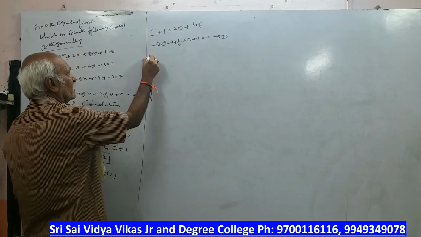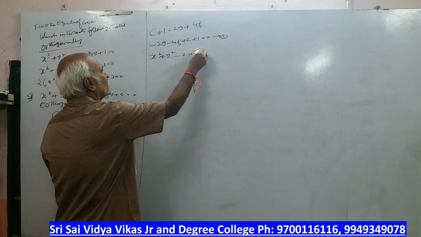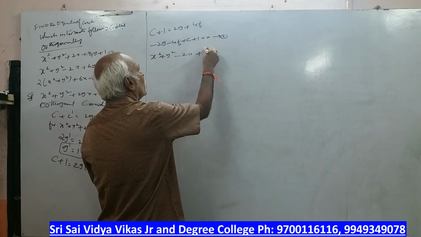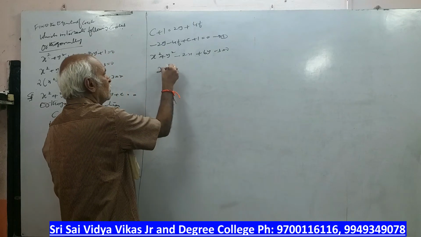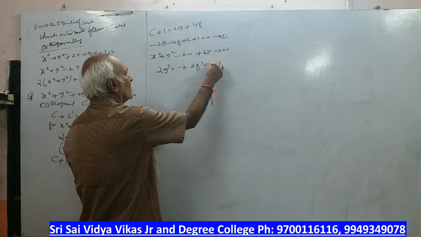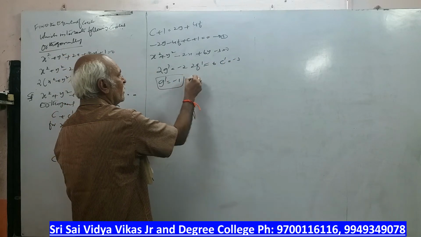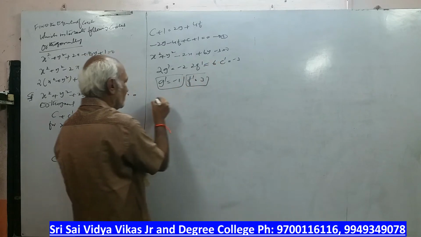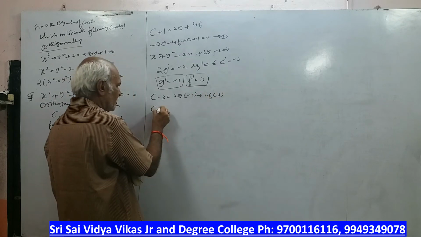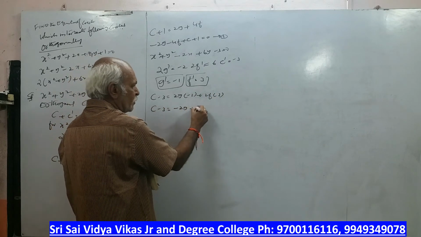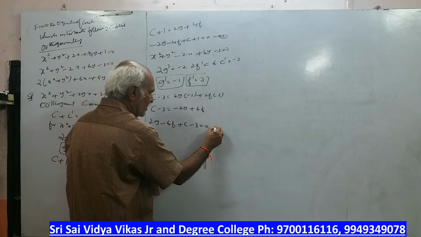First equation. Again, for x square plus y square minus 2x plus 6y minus 3 is equal to 0, c dash is equal to minus 3. What is g dash? Minus 1. f dash is 3. Therefore, c minus 3 is equal to 2g into minus 1 plus 2f into 3. So, c minus 3 is equal to minus 2g plus 6f. Bring the term this side. 2g minus 6f plus c minus 3 is equal to 0.